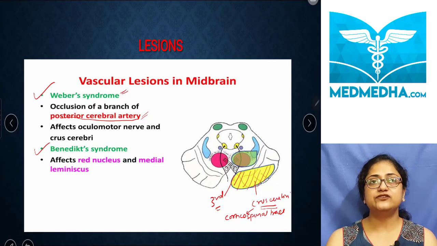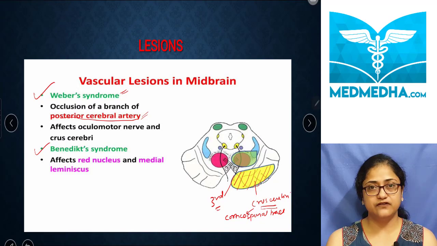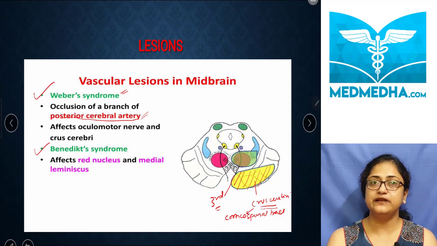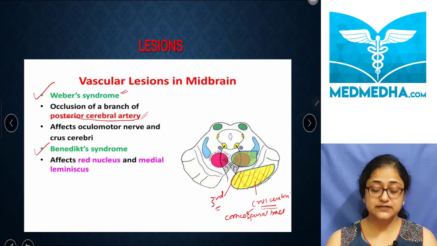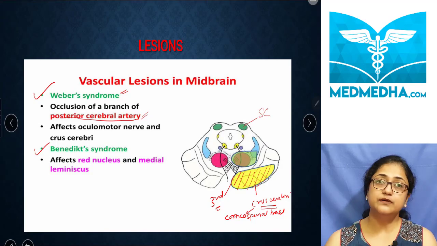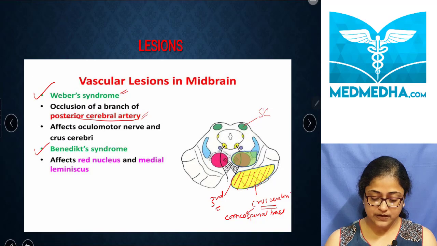So, in your theory question, it will come in this manner: a patient presents with ipsilateral third nerve palsy and contralateral hemiplegia. What is this syndrome? You have to explain. You have to say that this is the Weber syndrome, which happens when the third nerve is affected at the level of the superior colliculus of the midbrain due to vascular lesion of the posterior cerebral artery.